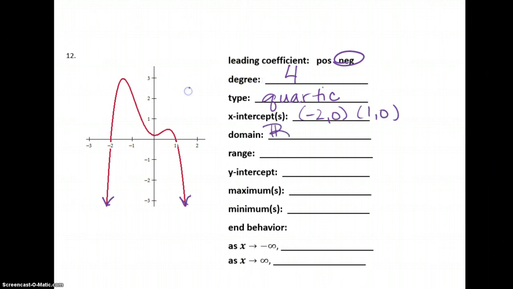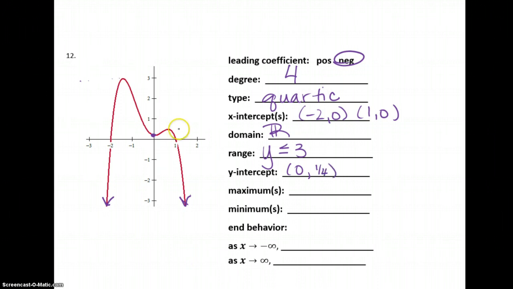Our domain is all real numbers. And then let's check out our range. This time we have a ceiling. We have a highest point of our function. All of our y values are below that, so y would be less than or equal to 3. Our y-intercept is down here. It looks like we're going to have to guess since it's not an exact value. So 0, let's call that 1/4.